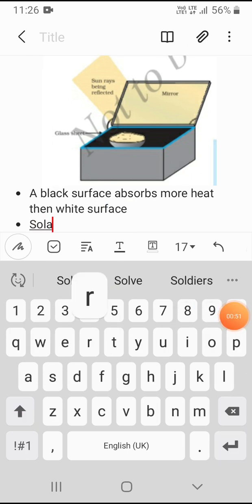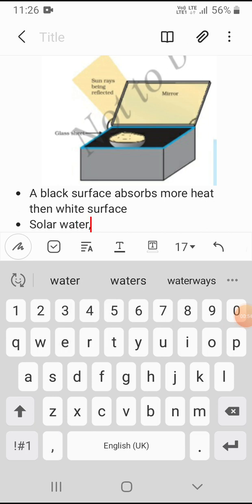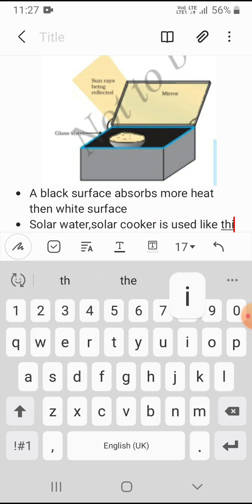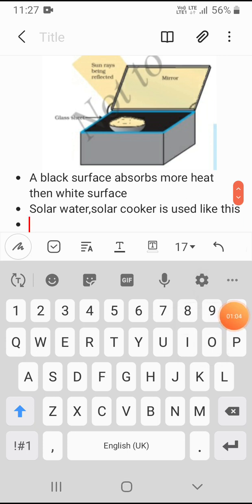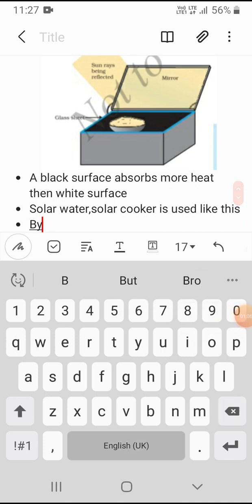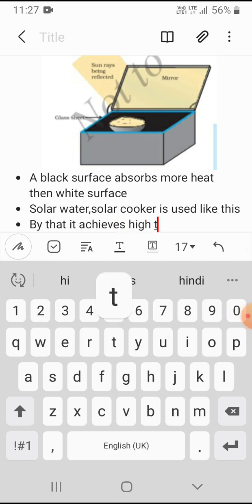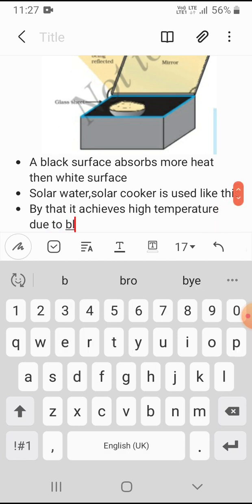Here a solar cooker is used. Solar cooker is used like this, in this manner it works. It achieves high temperature due to the black surface.